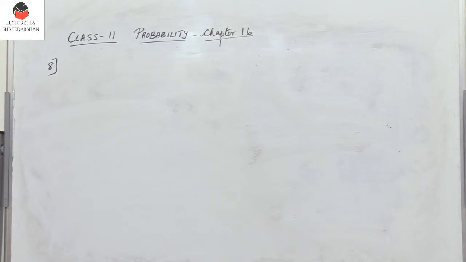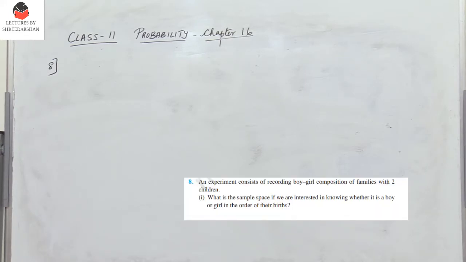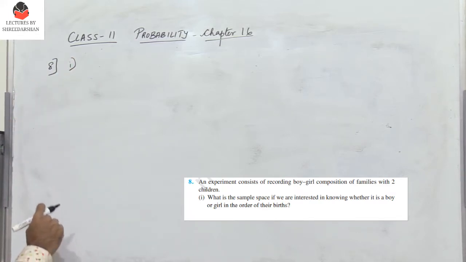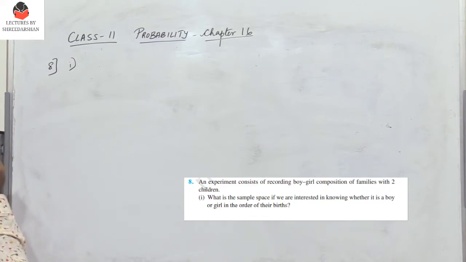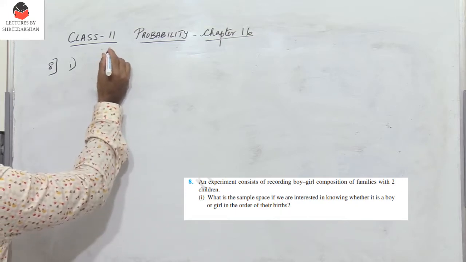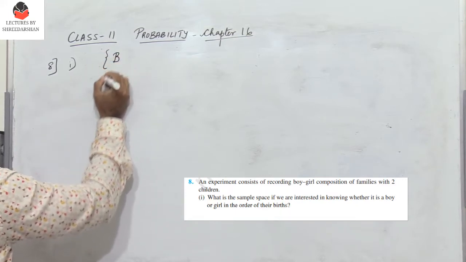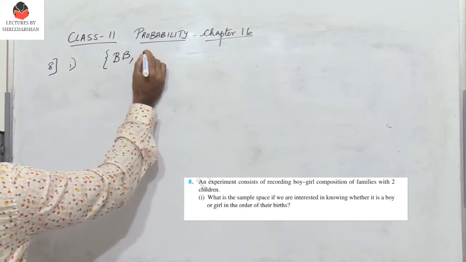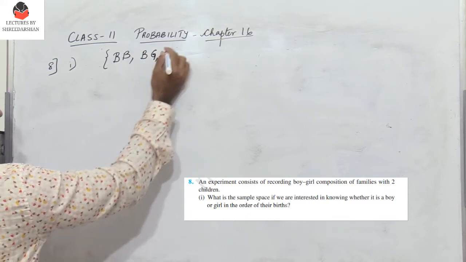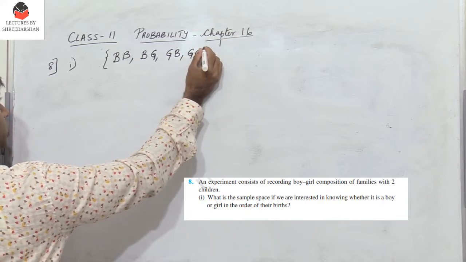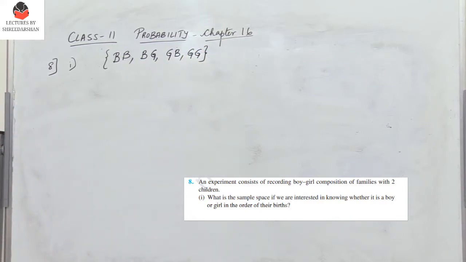The 8th question, an experiment of recording boy-girl composition of families with 2 children. First you need to write the sample space if it is a boy or a girl in order of their births, right? So a family of 2 children. Let's assume that the first child is a boy, the next child can be a boy. Or if the first child is a boy, the next one can be a girl. Or if the first child is a girl, the next child can be a boy, or you can have 2 girls. So that's the sample space of the first one.